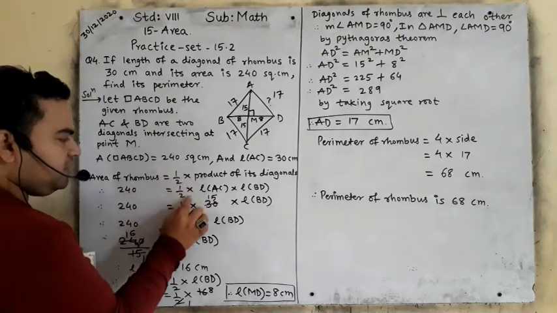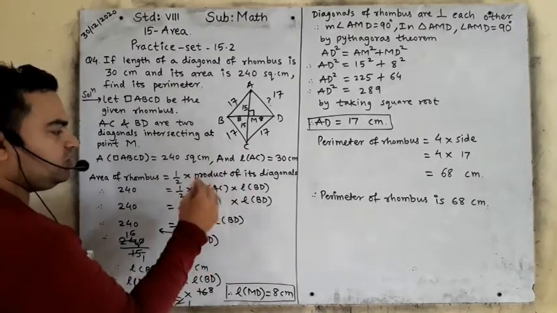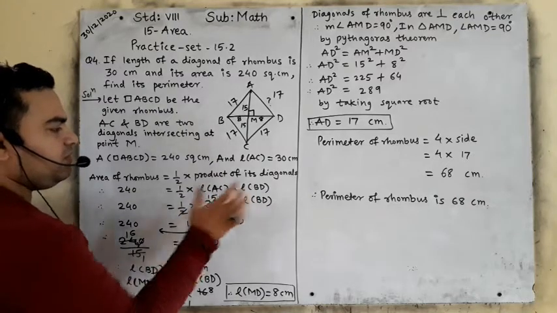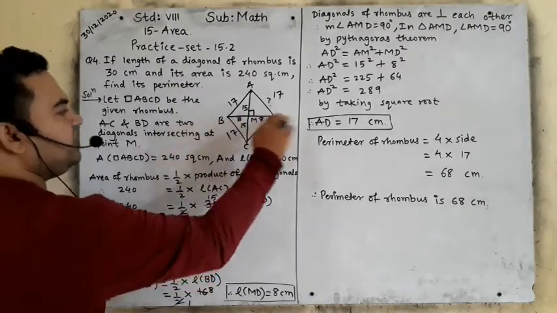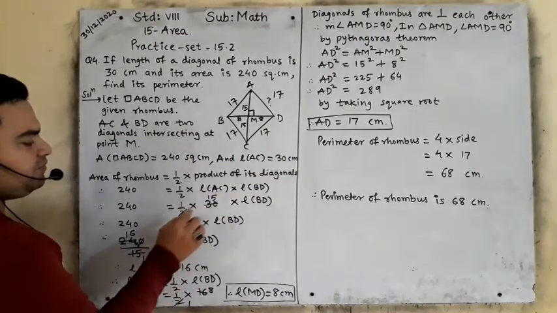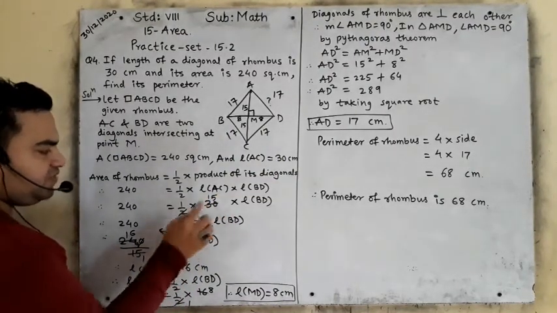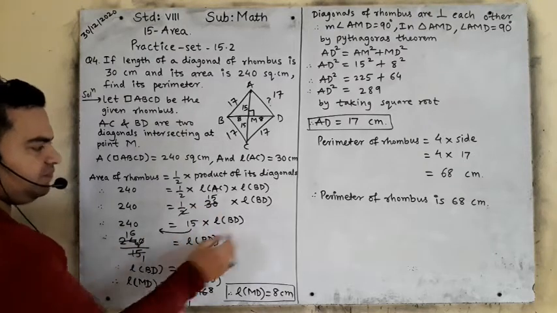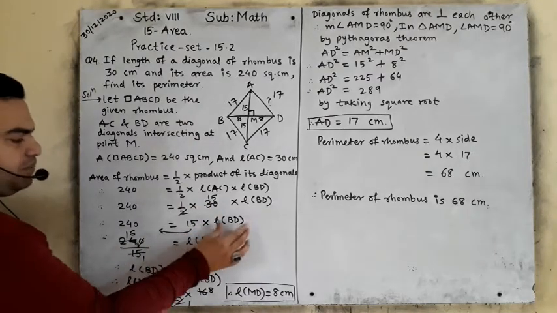Half as it is, multiply as it is, the product of its two diagonals, length of AC multiplied by length of BD. AC is a diagonal, BD is another diagonal. AC is given as 30 centimeter. So half of 30 will be 15, right? Now 15 multiplied by BD will remain.